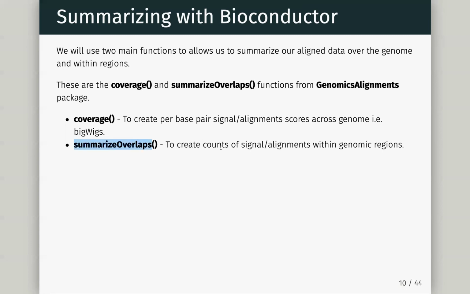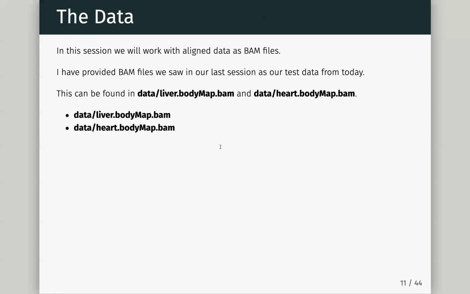SummarizeOverlaps we can use to actually count the number of reads from alignments within a genomic feature. That's usually things like exons to genes, but it can also be reads over repeats.